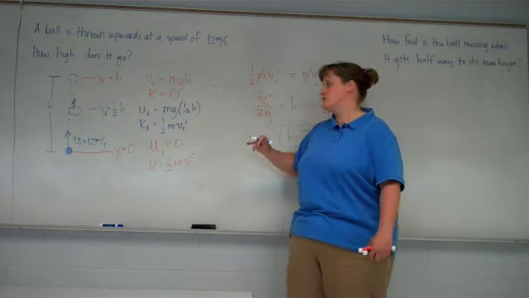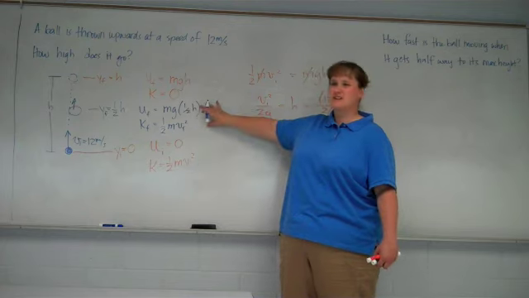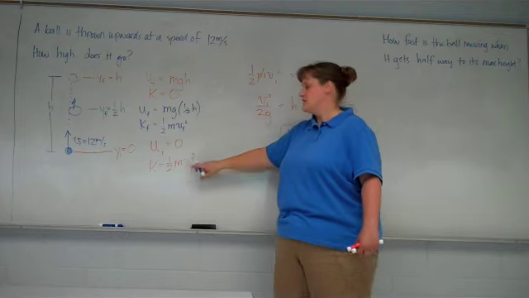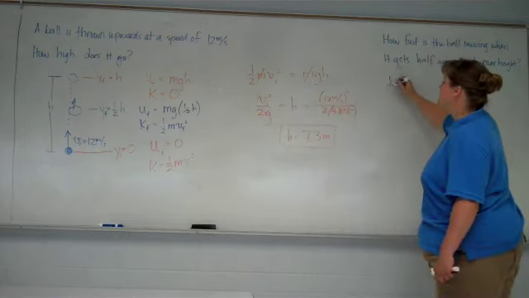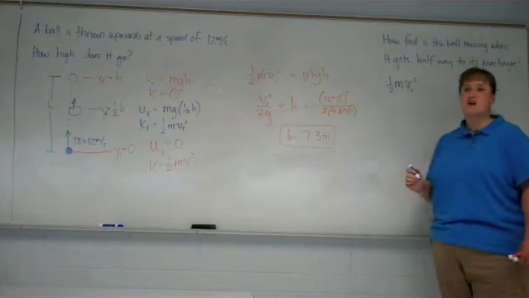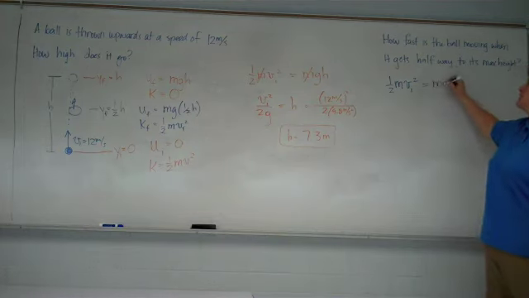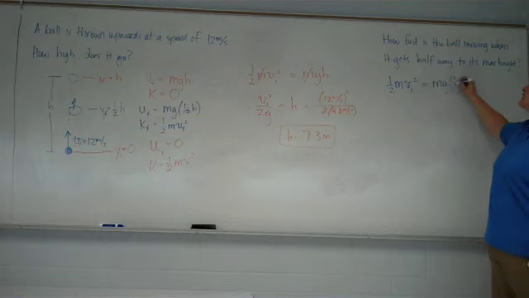Same approach though. Whatever energy we started with has to equal the energy we ended with. So the 1/2 m v initial squared is what we started with. That has to equal what we're ending with.